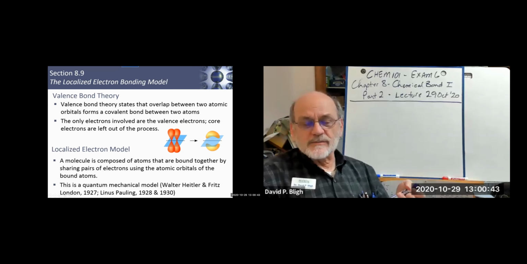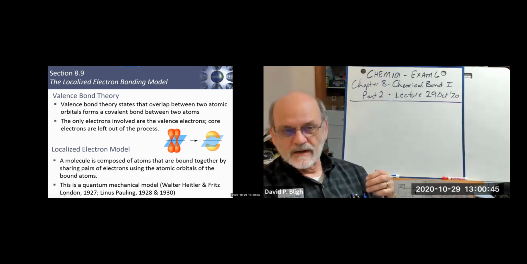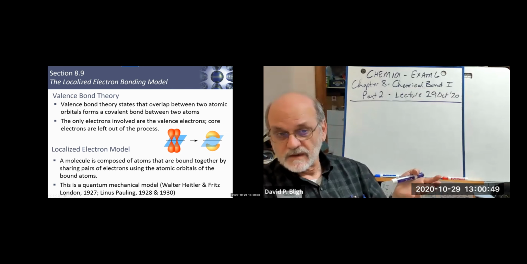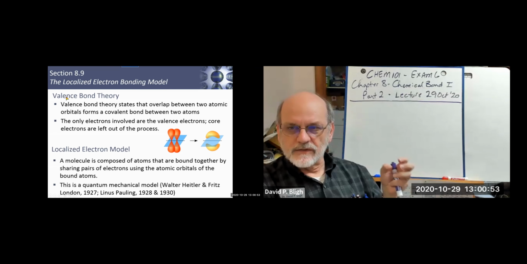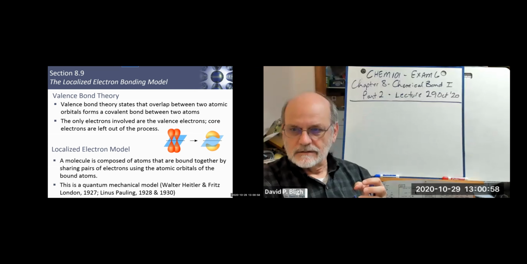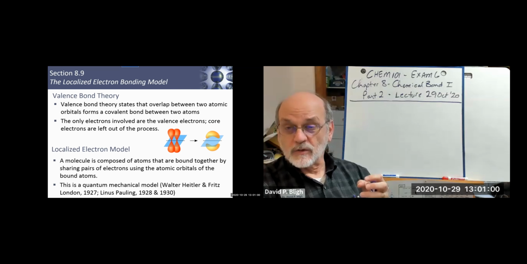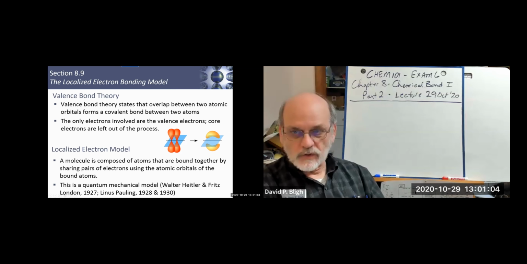Okay, so what does the valence bond theory say? Well, of course, it's a theory, and it has to do with chemical bonds, but the key word here is valence. The only electrons and the orbitals they occupy that interact in a chemical bond are the valence electrons. The core electrons don't enter in this theory.